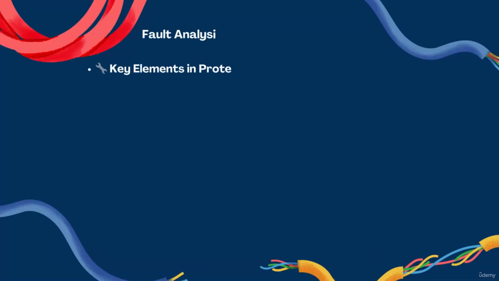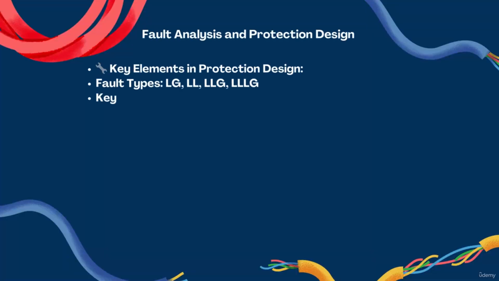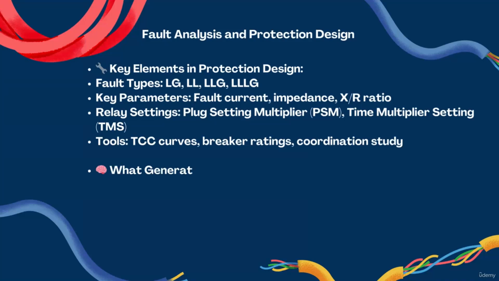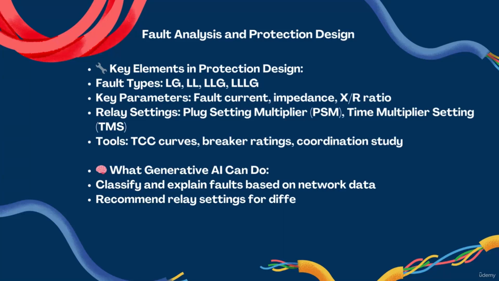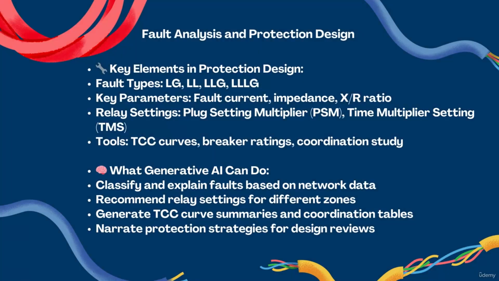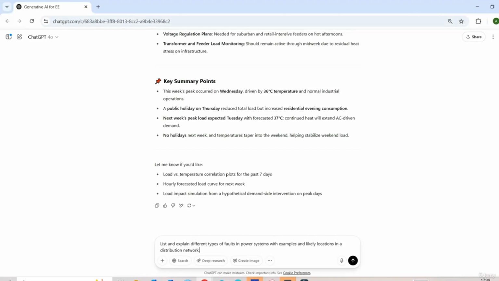Fault analysis and protection system design are foundational to electrical engineering. They ensure the safety and stability of power systems during abnormal conditions like short circuits or equipment failures. Generative AI can now assist in generating fault classification narratives, relay setting calculations, and protection coordination strategies. By using targeted prompts, engineers can simplify documentation, interpret complex current time behavior, and generate relay logic for use in SCADA or PLC systems. We'll begin by prompting the AI to classify fault types and explain typical causes and locations.